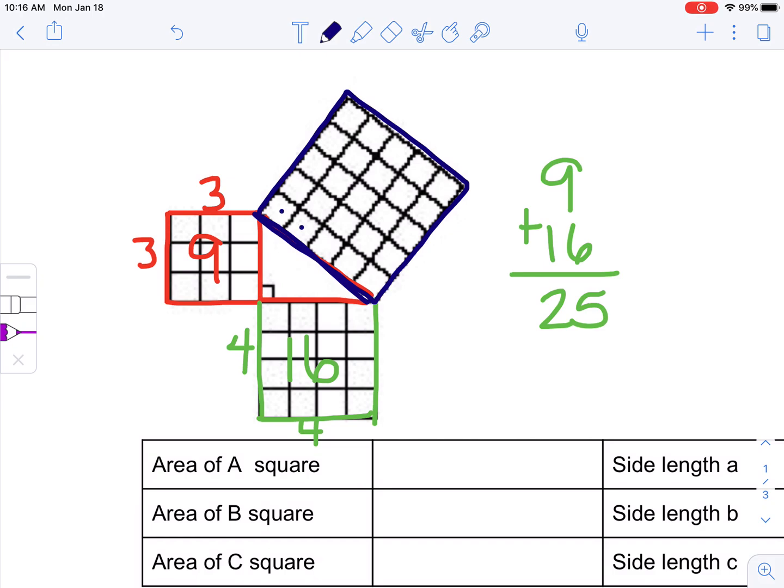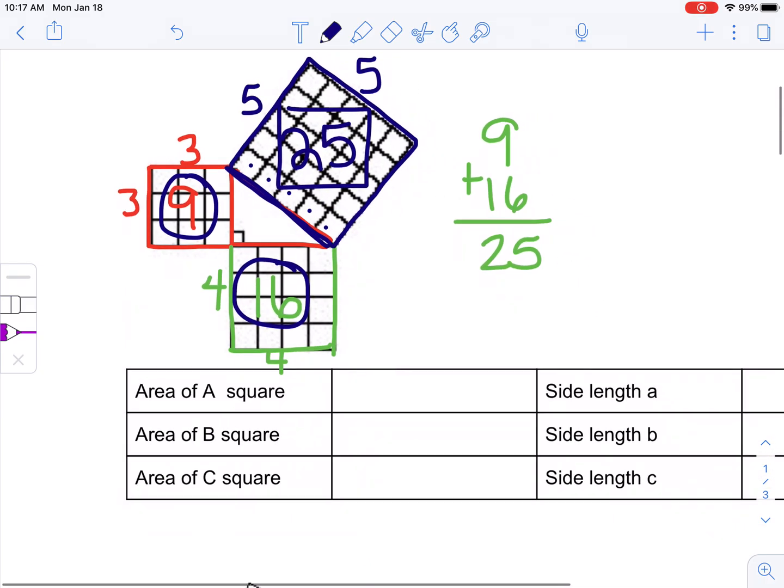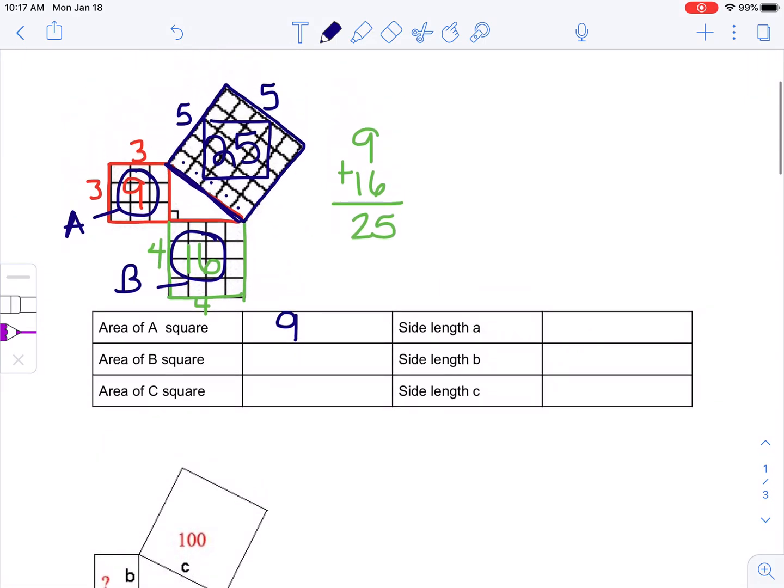So if you notice, this is 1, 2, 3, 4, 5. So this is a 5 by 5 square, so this has an area of 25. So always, in any right triangle, he discovered that if you take the area of the two smaller squares, you're always going to get the area of the larger square. So the area of this square, we'll call this square A, is 9, and this square B, the area of square B was 16. And then the area of square C, we'll call this square C, is 25.